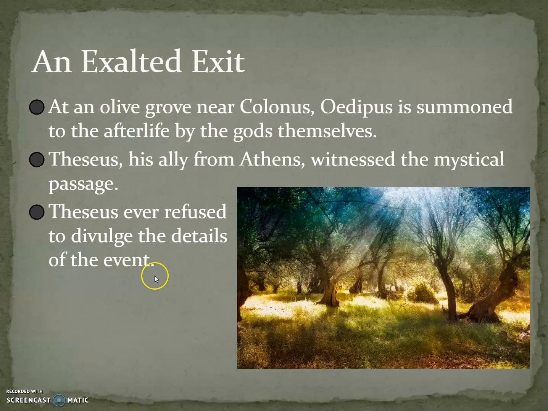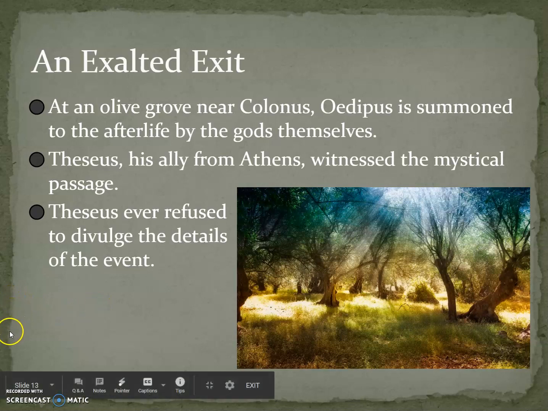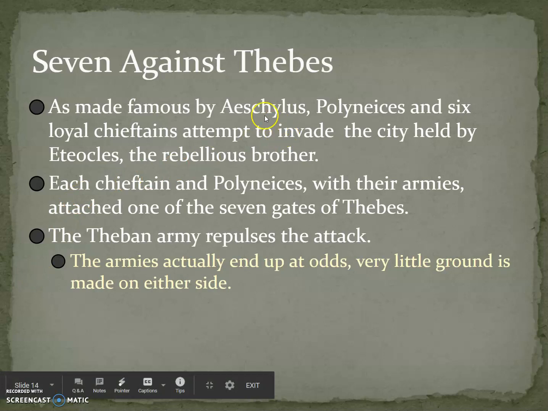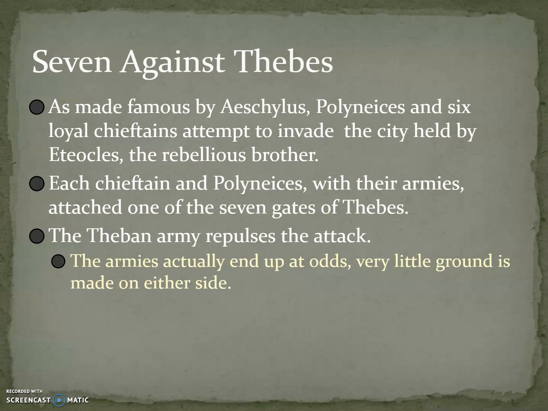This plays in also because Sophocles, I think in some ways, is trying to connect himself, as an old man on his last leg, to Athens, so that he may be celebrated in a similar fashion, not that he had a prophecy about him. Now, in the story of the Seven against Thebes, which was actually played with by Aeschylus, Polynices and 6 loyal chieftains attempt to invade the city held by Oedipus's rebellious son. Now, there are 7 gates of Thebes, so they all choose to attack one of these 7 gates, hoping to infiltrate the city and establish authority there.